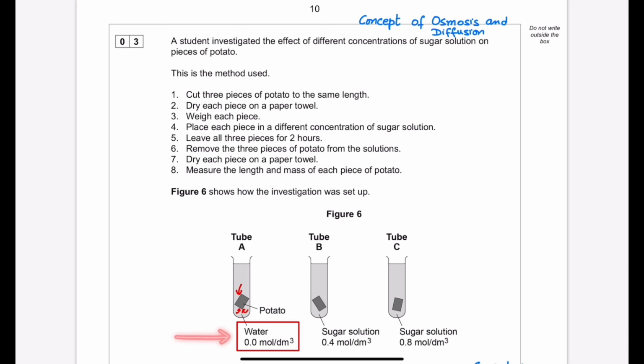but the important thing is we have to look into the concentration. It is 0 mole per dm cube. 0 molar solution is present here. 0.4 mole per dm cube solution is present there, and 0.8 mole per dm cube solution is present there. So it means there is no sugar, only the water is present.